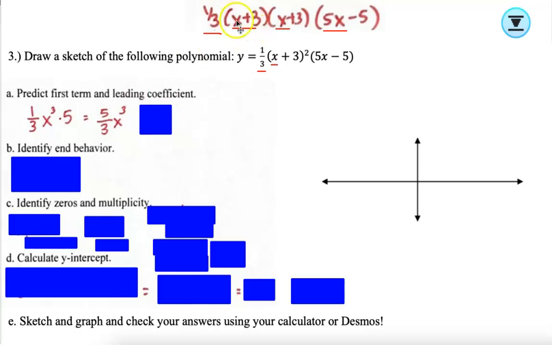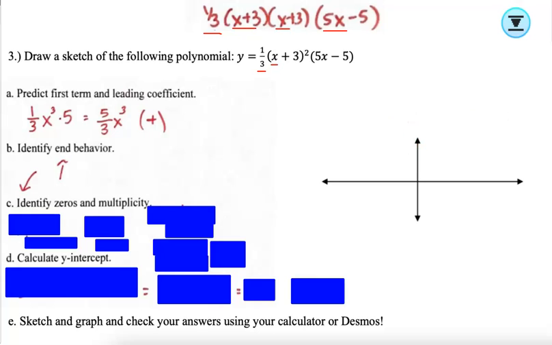My first term would be x, and x, so x cubed. So 5/3 x cubed is positive, and so I know my graph is increasing. That's kind of all I really need to know. If my graph is positive, it's going to start down low and end up high. So I'm going to have an arrow down low and then an arrow up high.